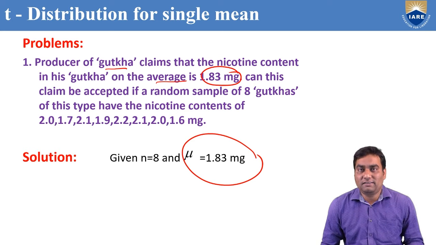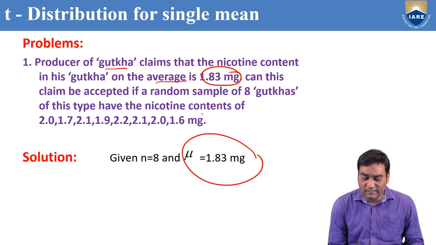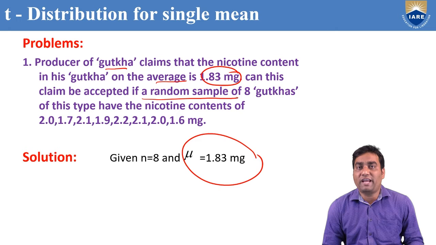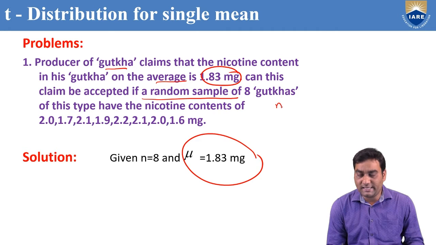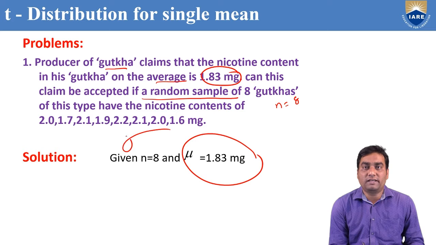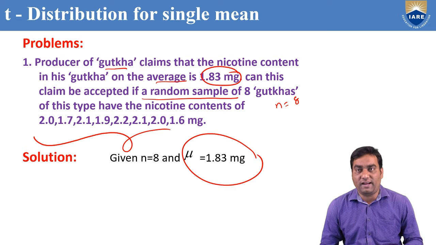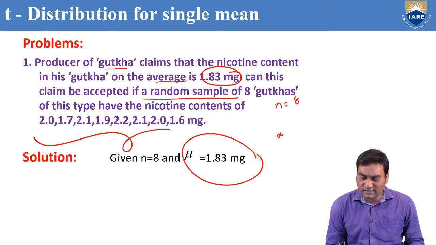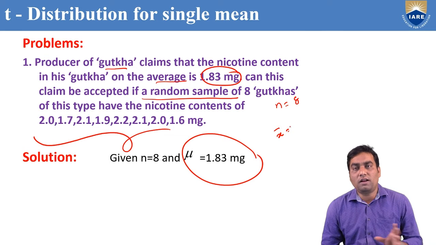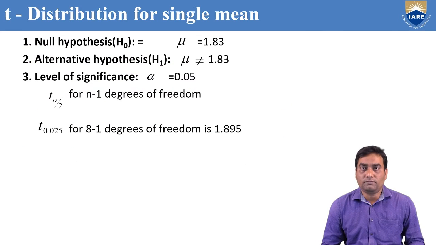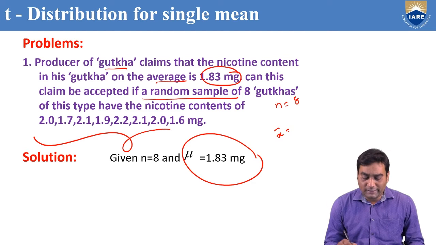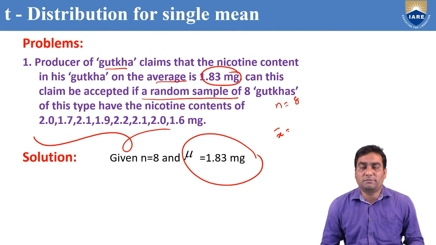Whatever claim he has given, can this claim be accepted? If we take a random sample of 8, the sample size is 8, and those 8 values are given, we are going to decide whether his claim is acceptable or not by taking a sample of 8 gutkas with different values. You can find x bar, that means the average of all sample values. But here we are going to do the test of hypothesis by using the 5 steps.